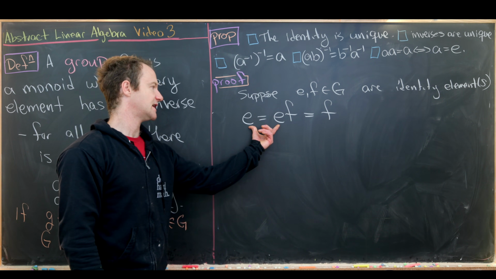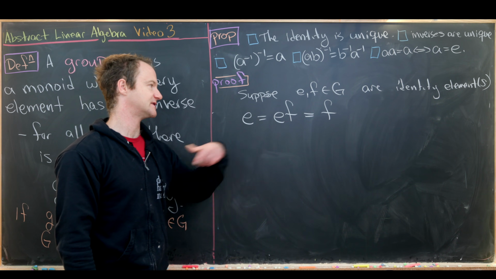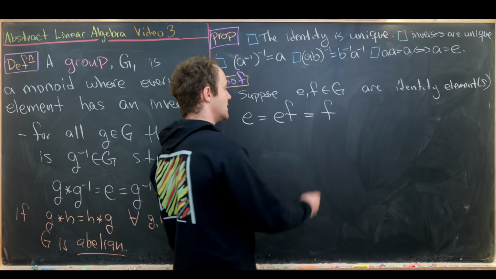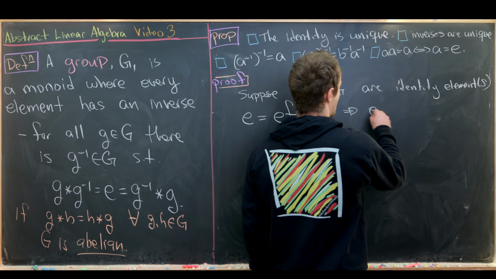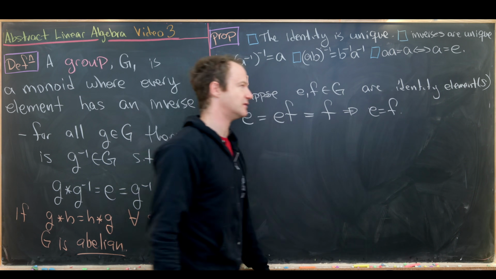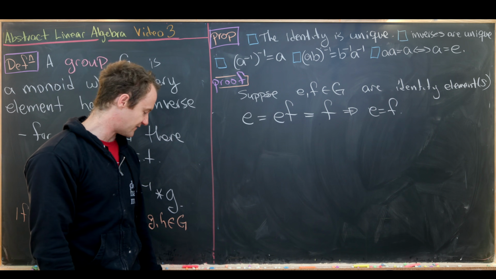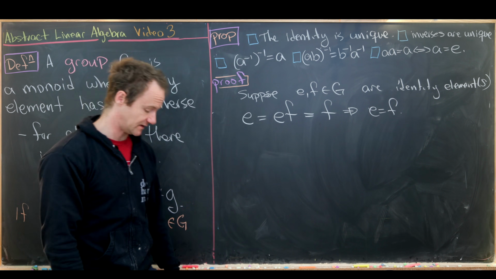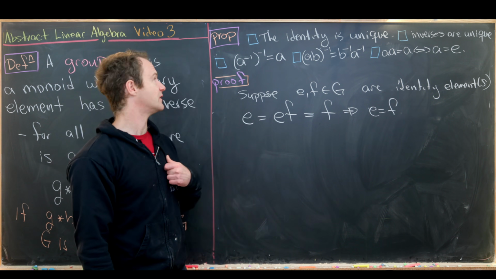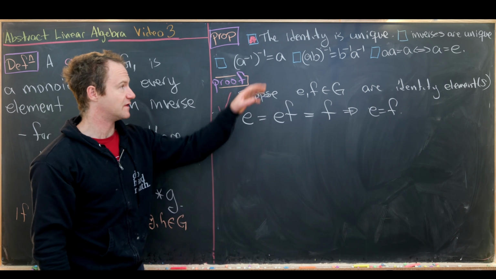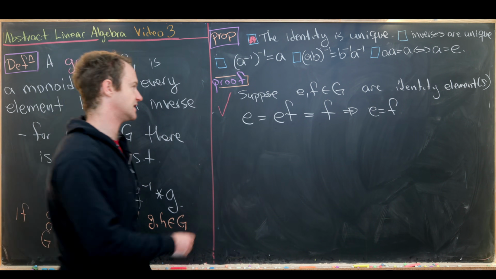So like I said, here we have equality because F is an identity. Here we have equality because E is an identity. But kind of removing the middle bit of that, we see that E is equal to F. So if we try to have more than 1 identity, we in fact end up with only 1 in the end. Okay, so that means we've proved this first result. And now let's move on to the second one that says inverses are unique.